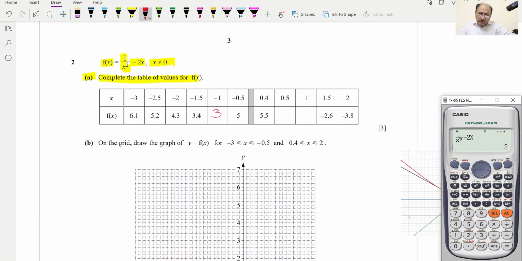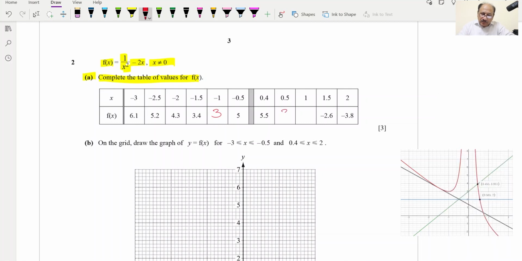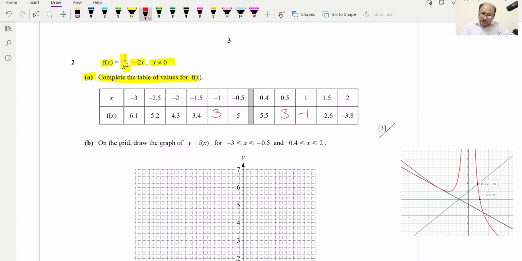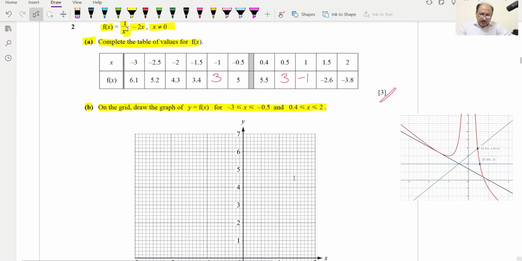Now we can calculate for 0.5, and this is equal to 3, and we can write here 3. And now we can calculate for 1, and this gives us minus 1. This was the 3 marks part which we have done with the help of a calculator. Easily we have done this question. Now B part says on the grid draw the graph of this one from this range to this one, and this portion I have inserted, and this is not part of the question. I have inserted it for your explanation. I'll explain in a while.